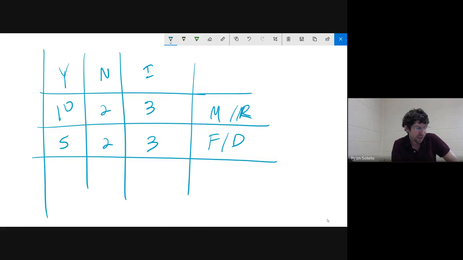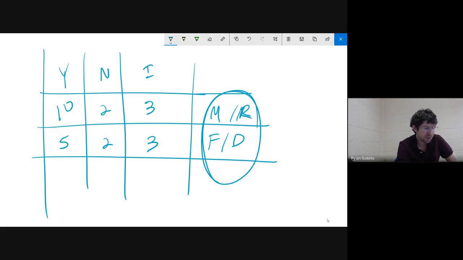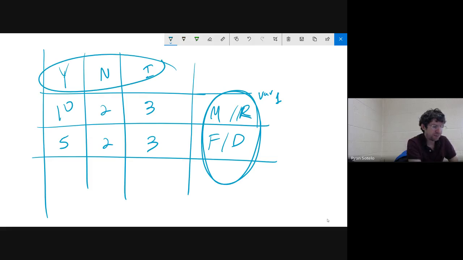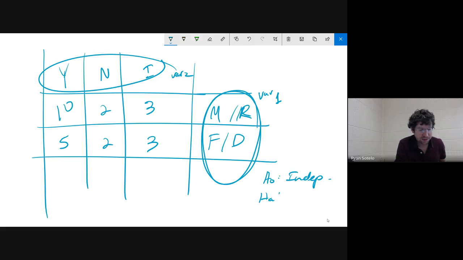It could be different. So what we're testing now, the default assumption, is that this variable, their gender or their sex or party affiliation, is independent of this variable, whether or not they like this legislation. So is variable 1 independent of variable 2? That's the default assumption. And the alternative assumption is that they're actually dependent, that whether or not you're male or female determines your likelihood of saying yes or no to this legislation.